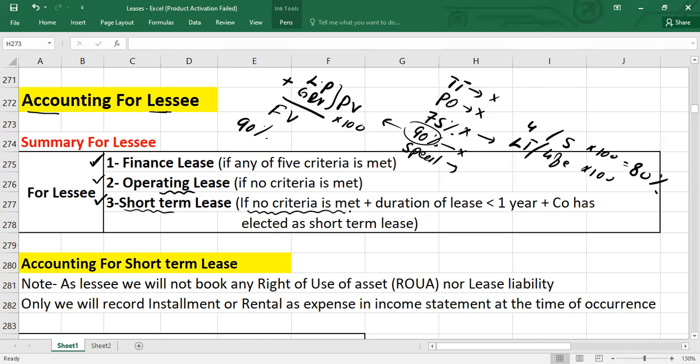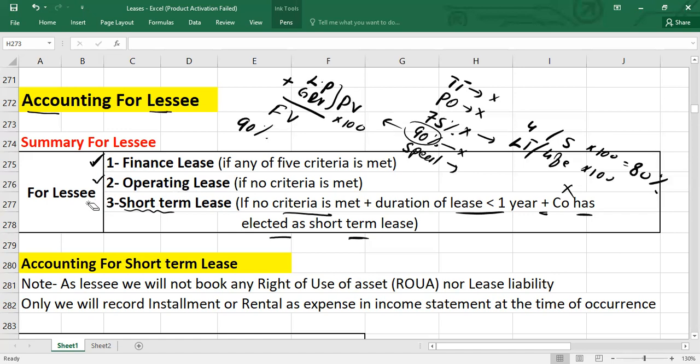If no criteria is met, I mean, there is no transfer of title, no purchase option, no 75% test, no 90% test, and the asset is also not specialized, plus the duration of the lease is less than 1 year, plus the company has elected it as a short-term lease. If, for example, no criteria is met and the duration of the lease is also less than 1 year, but the company has not elected it as a short-term lease, then it is classified as an operating lease.